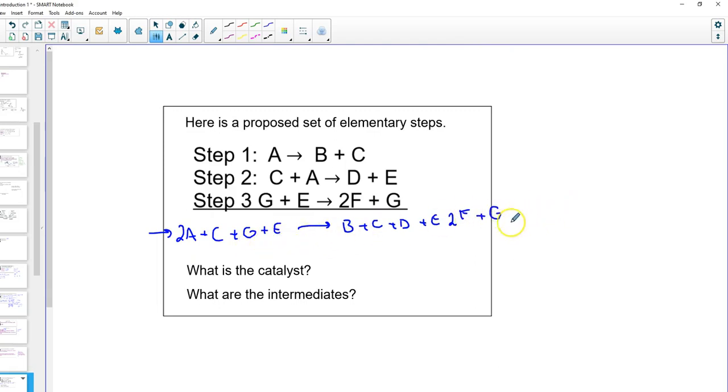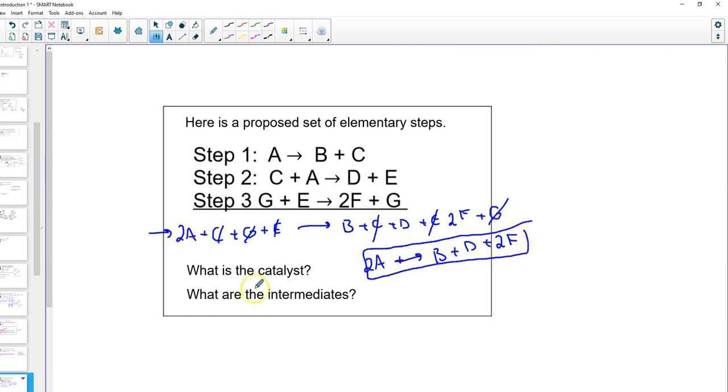Anything that's on both sides, you can just cross off. There we go. And looks like we got, what else we got here? We have an E, C. So my overall reaction at this point should be 2 A's, looks like there's nothing else there, 2 A's produce a B and a D and 2 F's. That's one way to come up with the overall reaction.